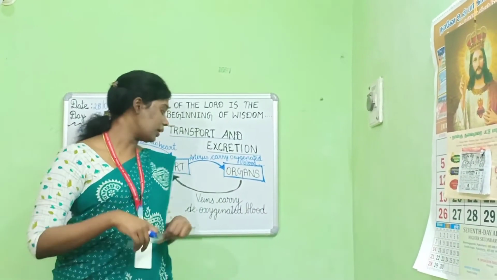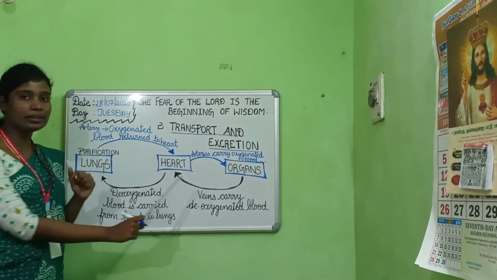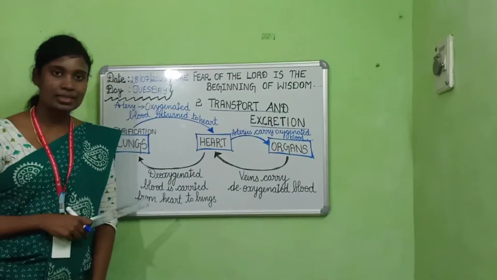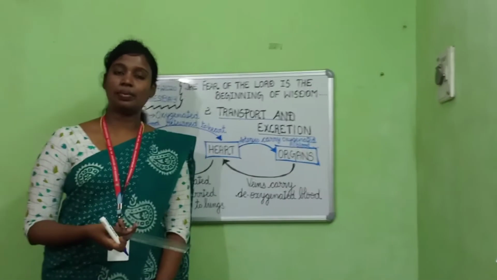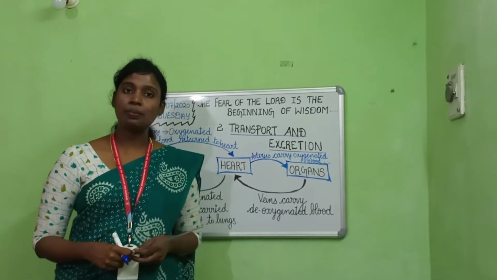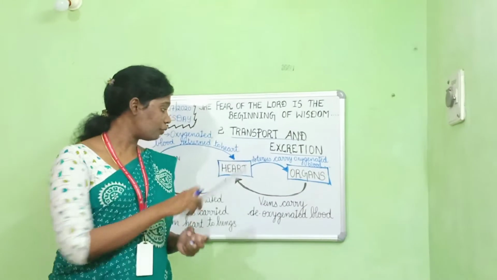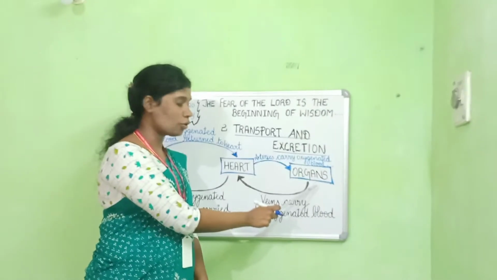Children, can you differentiate an artery and a vein now? Arteries are blood vessels that carry oxygenated blood from the heart. They carry it from the heart to all parts of our body.